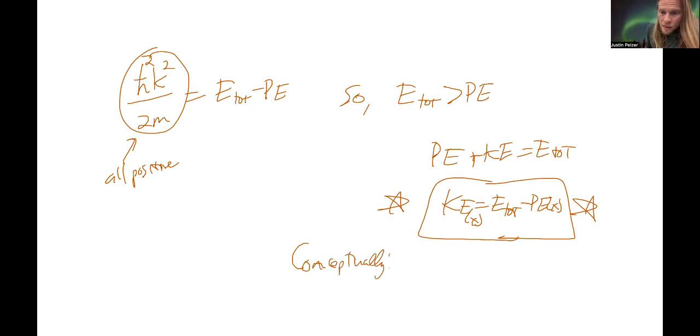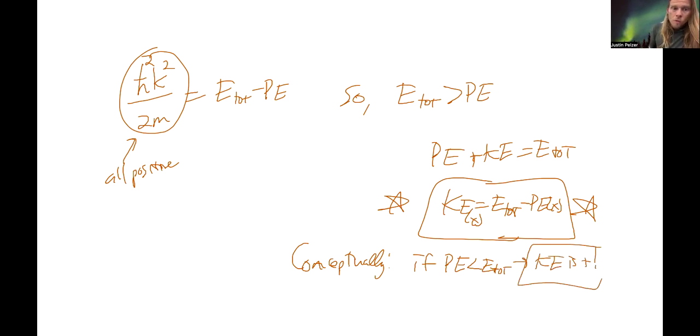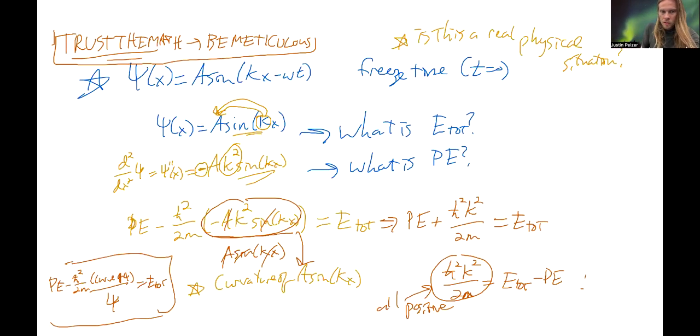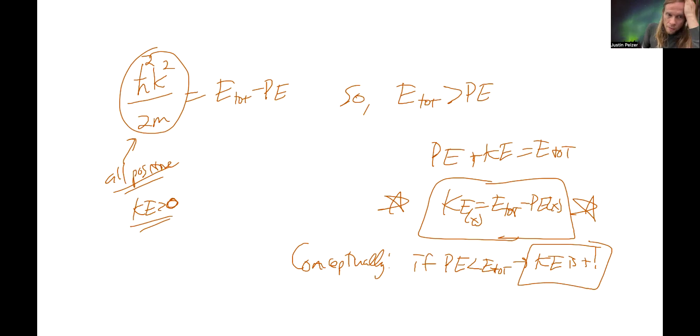But conceptually, this means that if potential energy is less than E total, kinetic energy is positive. So all positive. So we have a kinetic energy is positive situation. So we have a wavy wave, which of course we do. It's confirming that we have a wavy wave, but we already knew that because this came from this. So we're just confirming this is all positive. That we can now introduce this in general.